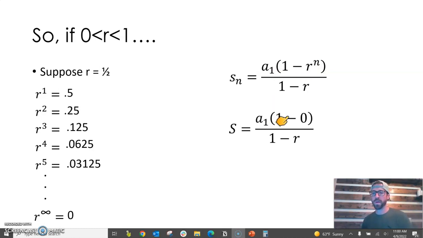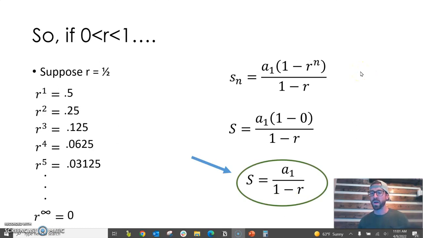Well, what's 1 minus 0? That's going to be 1. And a sub 1 times 1 is a sub 1. So basically, to find the infinite sum of a geometric series, or of a geometric sequence, we take our first term and divide by 1 minus the common ratio. This is your formula. That's the thing we need to write down. Label that sum of an infinite geometric series.